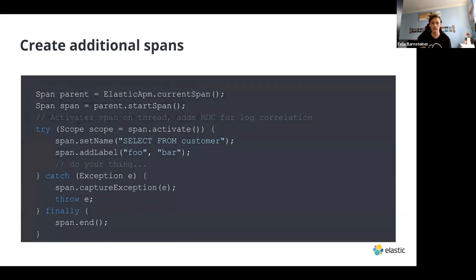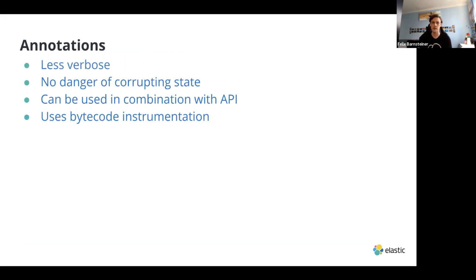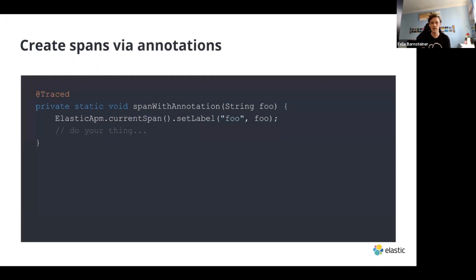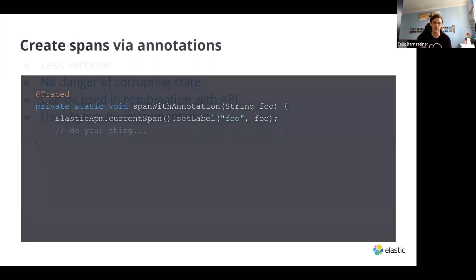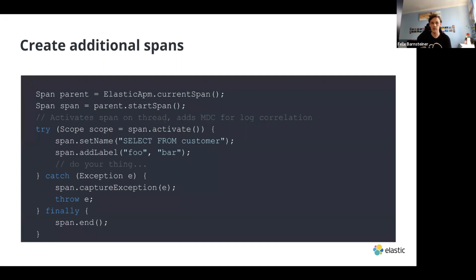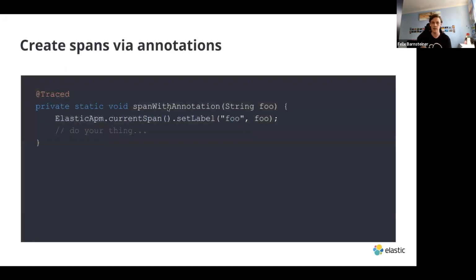But there are also ways to make that a bit simpler and less verbose. You can use an annotation-based API, and there you don't have the danger of corrupting state. It's less verbose. You don't have to code everything explicitly, and you can even combine that with the programmatic API to still be able to add custom labels. So that basically uses bytecode instrumentation. You annotate your methods with a special annotation here, @Traced, and that basically does almost exactly the same thing as this one, and the span will be named just after the method here.